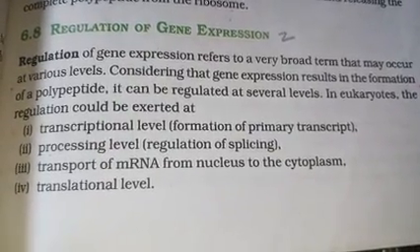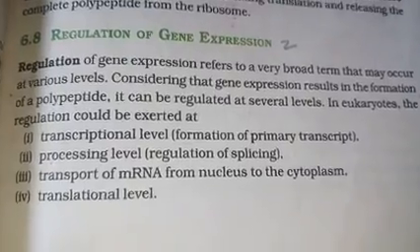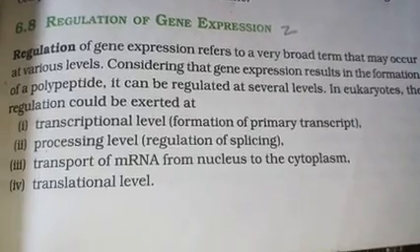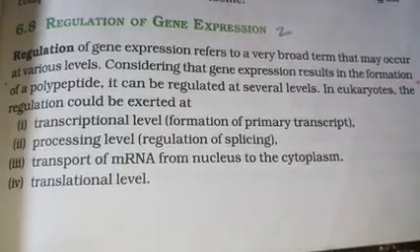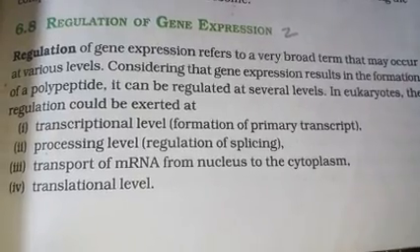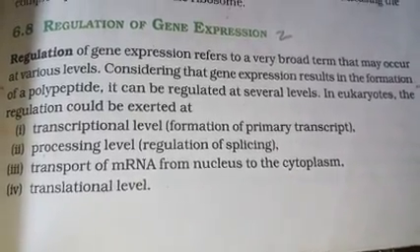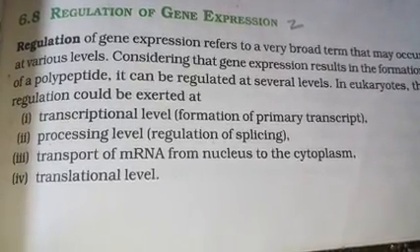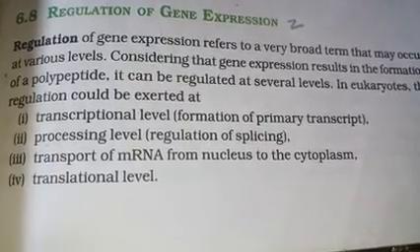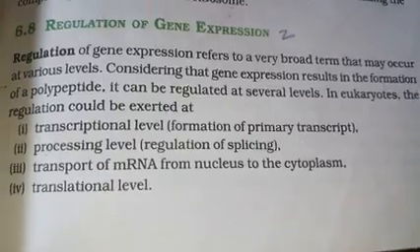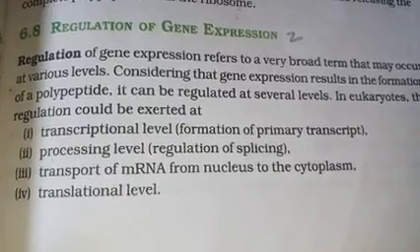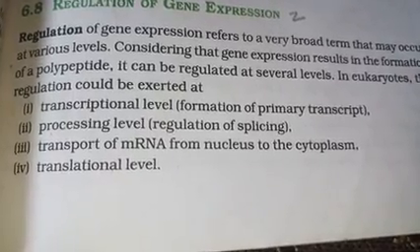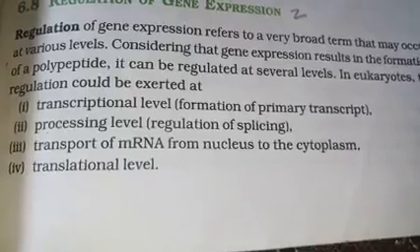The first is the transcriptional level. The second is the processing level, which means if the introns and exons are there on the mRNA strand, then the introns are spliced out, removed. And the next is, after the mRNA formation, that mRNA is transported from the nucleus to the cytoplasm to the ribosome. And in the ribosome, there is the conversion of the language of the nitrogenous bases on the mRNA strand into the form of a polypeptide chain, that is called translation.